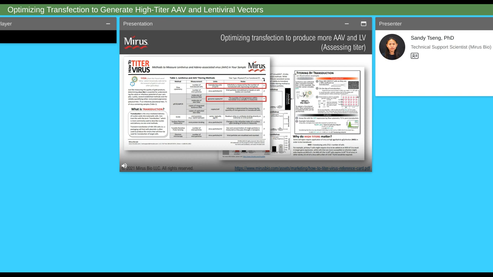And another category of titering is known as physical titering, meaning not directly quantifying infectious potential, but rather a physical attribute of the virus. And this could be something like protein quantity of AAV capsid or lentivirus surface protein, or the amount of genetic material, DNA or RNA, packaged in the virus sample.